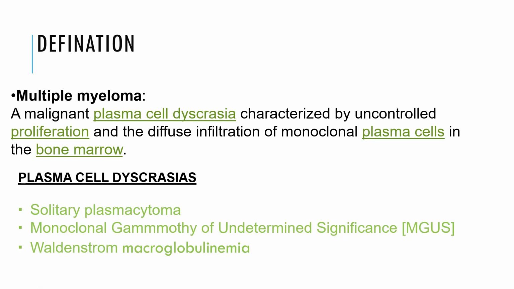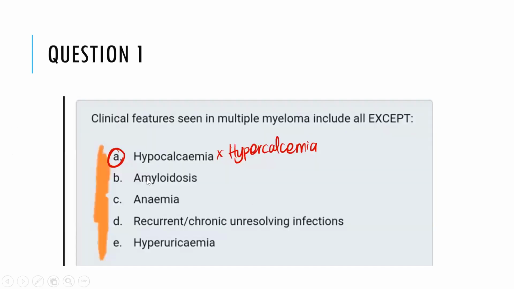So what do you expect? You expect that there'll be anemia, and you expect generally a pancytopenia. There'll be anemia, there'll be thrombocytopenia, and there'll be leukopenia. So from this, you already have C and you have D, because when there's leukopenia, there'll be recurrent, chronic, and unresolving infections.